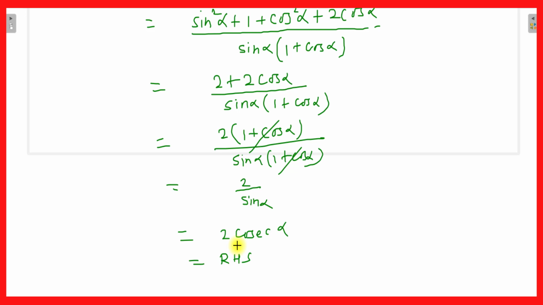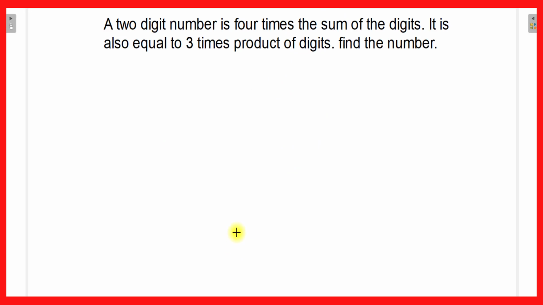Now friends, let us move to the next question. Friends, the next question is on the screen. A 2-digit number is 4 times the sum of the digits. It is also equal to 3 times the product of the digits. Find the number. So first we will assume that let the unit place digit be x and the tens place digit be y. Tens place digit be y.